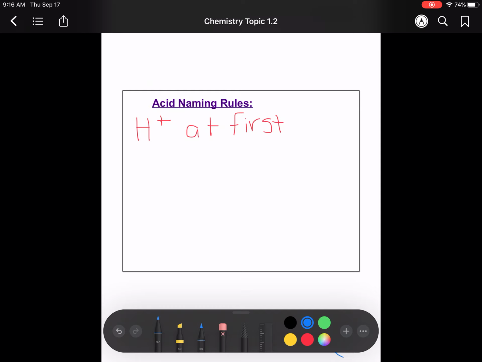Yeah, this is going to be difficult. So the different rules we have: IDE, ITE, and ATE. So if something has an "ide" ending, it's a hydro-ic acid.